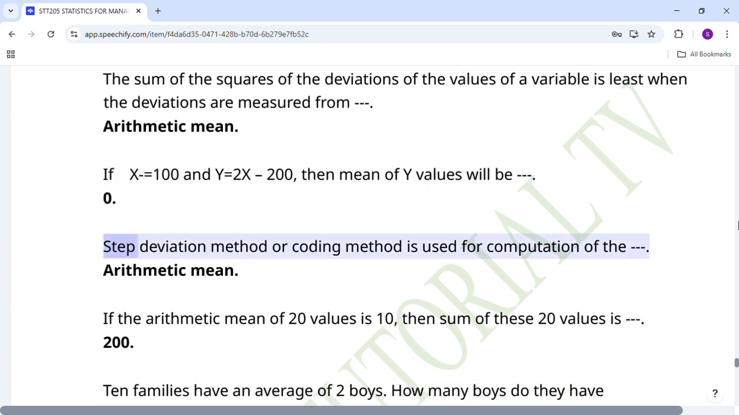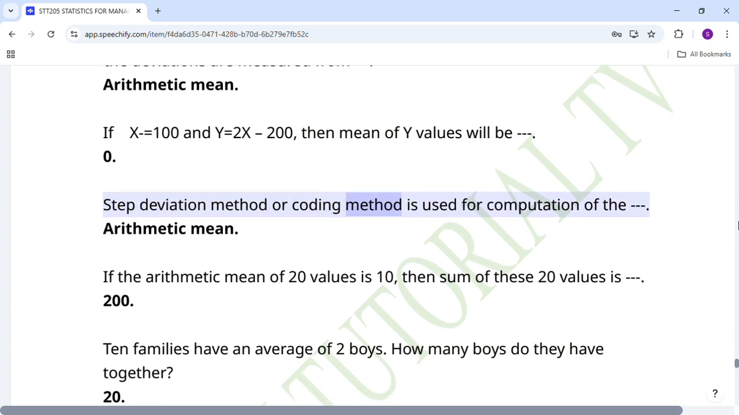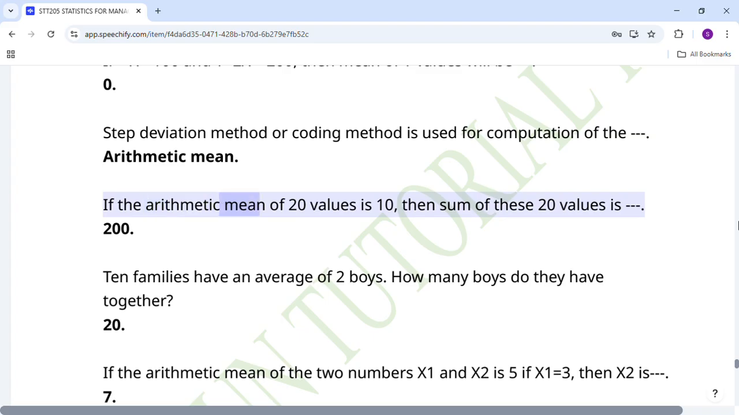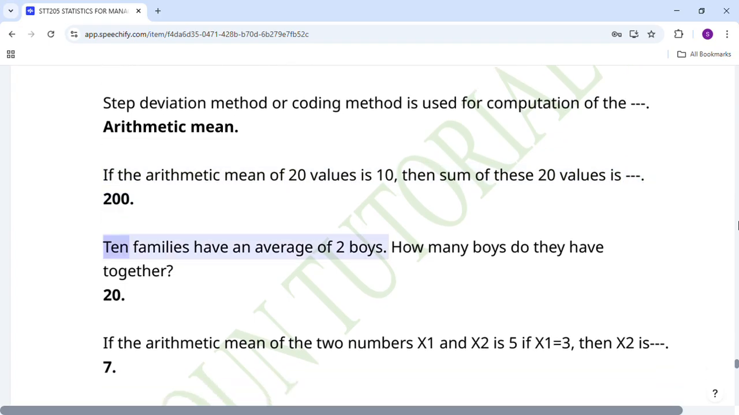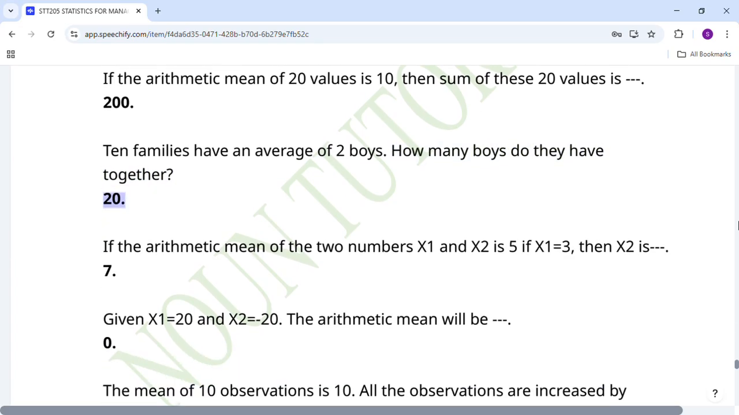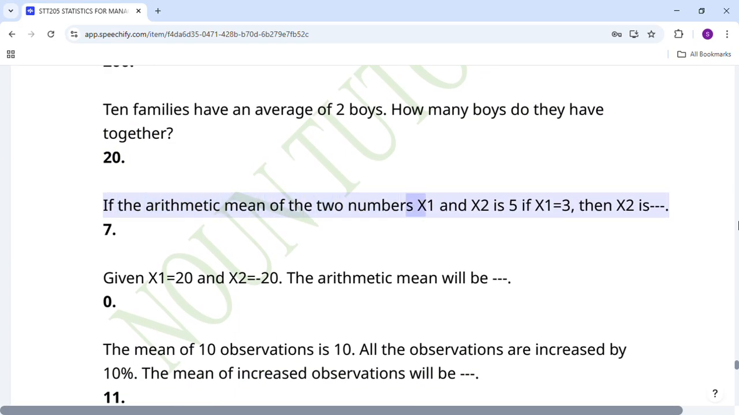If x bar equals 100 and y equals 2x, then the mean of y values will be 200. Zero-step deviation method or coding method is used for computation of the arithmetic mean. If the arithmetic mean of 20 values is 10, then the sum of these 20 values is 200. 10 families have an average of 2 boys. How many boys do they have together? 20.